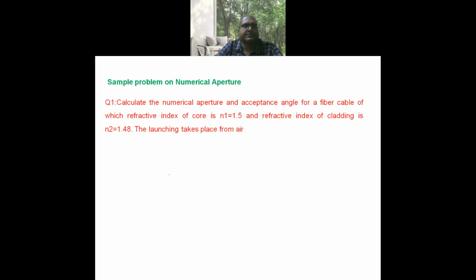Sample problem on numerical aperture. Problem 1. Calculate the numerical aperture and acceptance angle for a fiber cable in which the refractive index of the core n1 is equal to 1.5 and the refractive index of the cladding n2 is equal to 1.48. The launching takes place from air. Here you are supposed to calculate the numerical aperture.